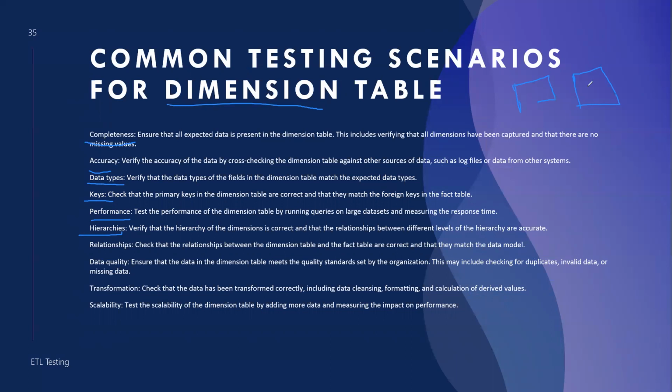Like if you wanted to see the weekly data, this week hierarchy should be there in your date table. You should see the date dimension table has the weeks as well, so that you can slice and dice your data based on the weeks. The relationship among fact and dimension table should be there. The data quality should be matched. The transformation, which we talked about, and scalability. So the same kind of test cases you need to perform with the dimension table as well, apart from the verification of the columns which we did.